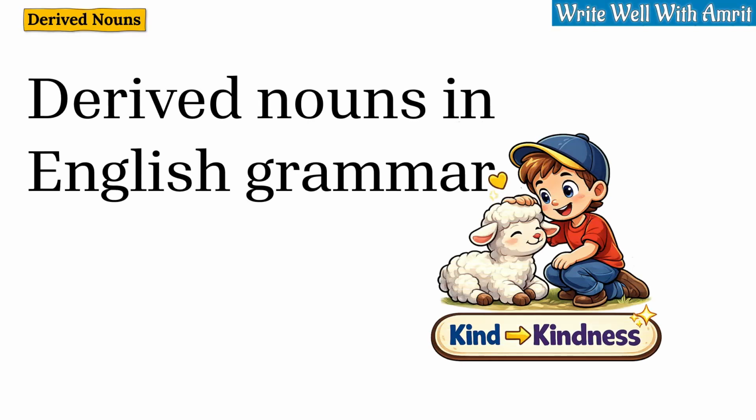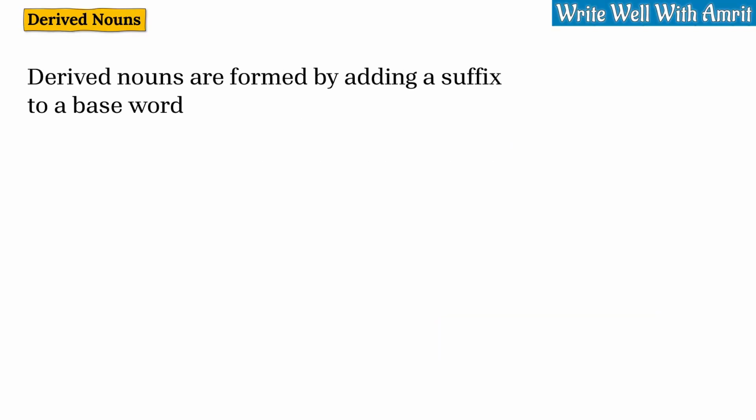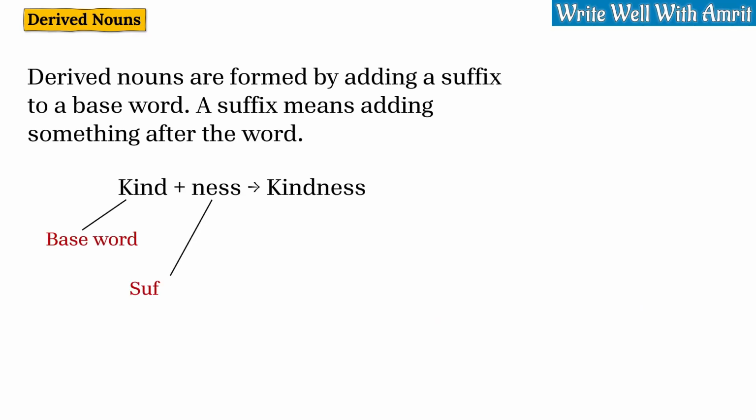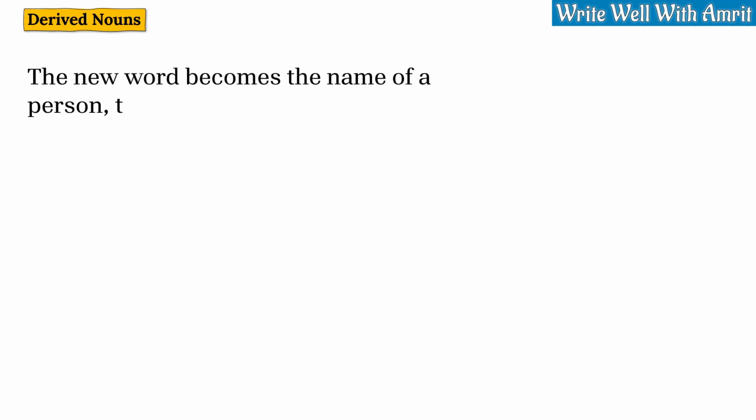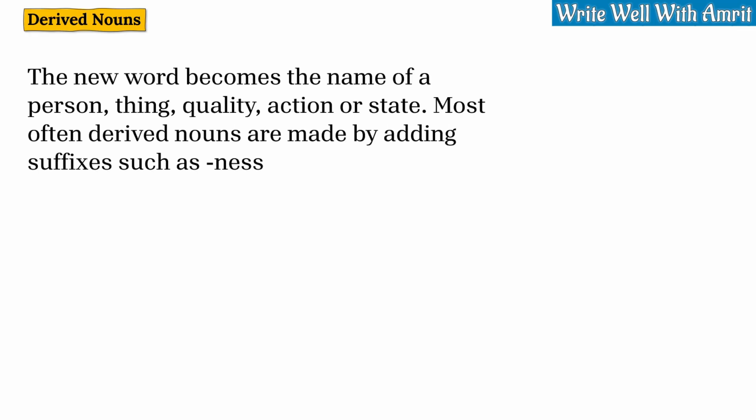Derived nouns in English grammar. Derived nouns are formed by adding a suffix to a base word. A suffix means adding something after the word. For example, you add ness to happy to make happiness or ment to employ to make employment. The new word becomes the name of a person, thing, quality, action, or state. Most often, derived nouns are made by adding suffixes such as ness, ment, er, ity, and ship.